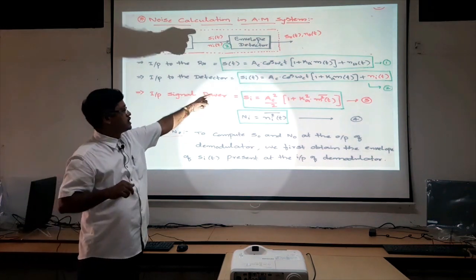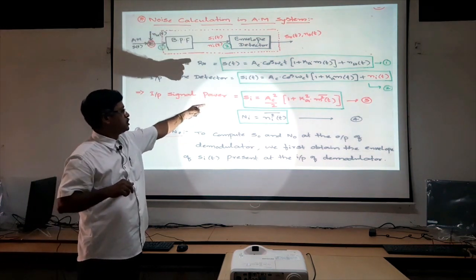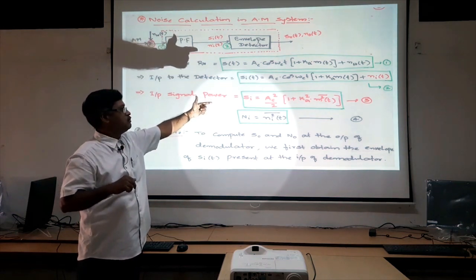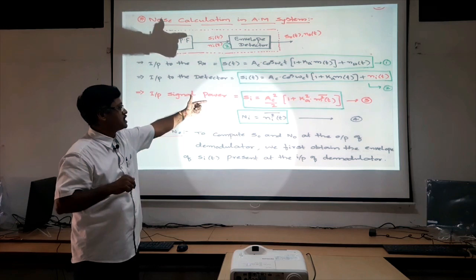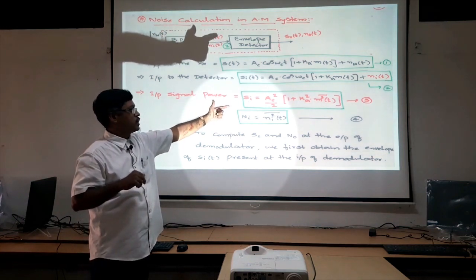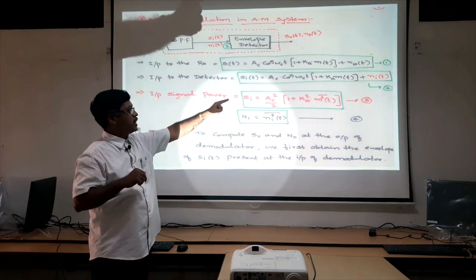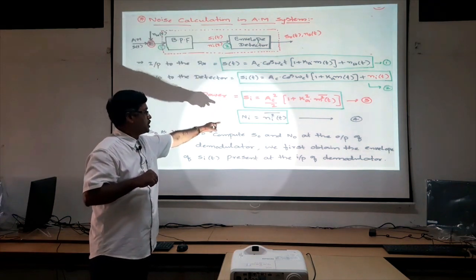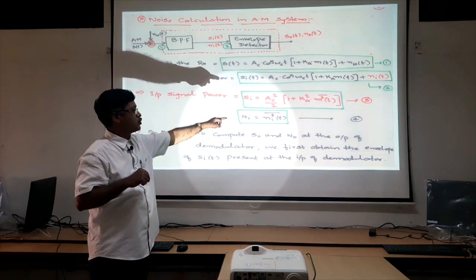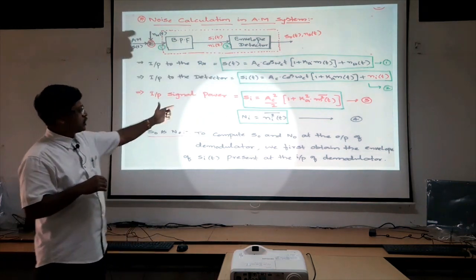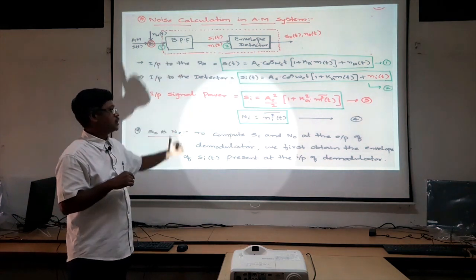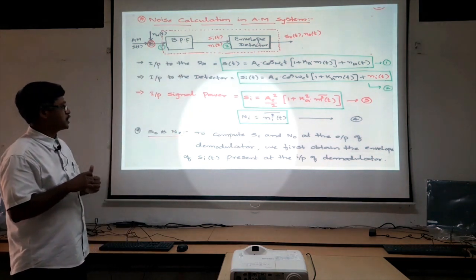From the signal component, try to determine the input signal power Si, which is the mean square power. That is defined as Ac square by 2 into (1 + ka square m square bar(t)). From the band pass noise Ni(t), the noise power is defined as capital Ni equal to Ni square(t) bar. From the input signal power Si and noise power Ni, try to calculate the input signal to noise ratio Si by Ni.